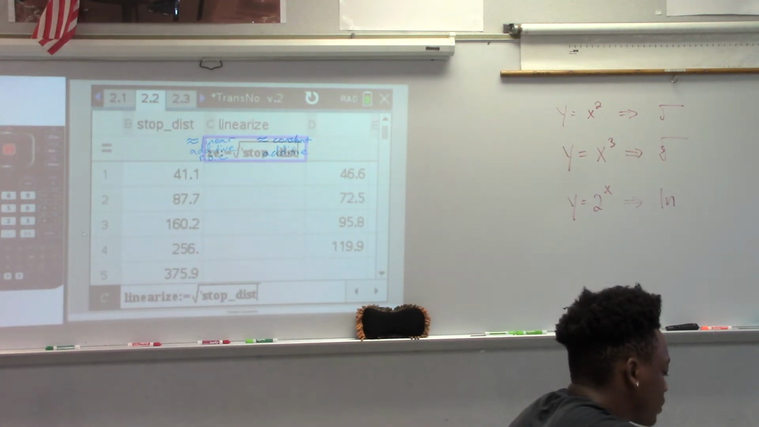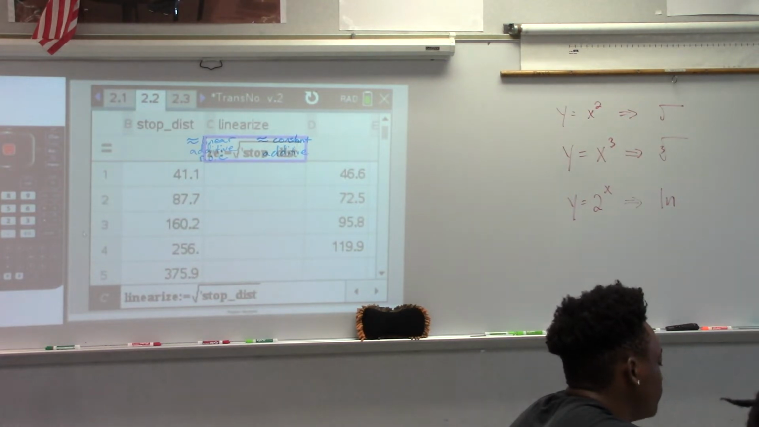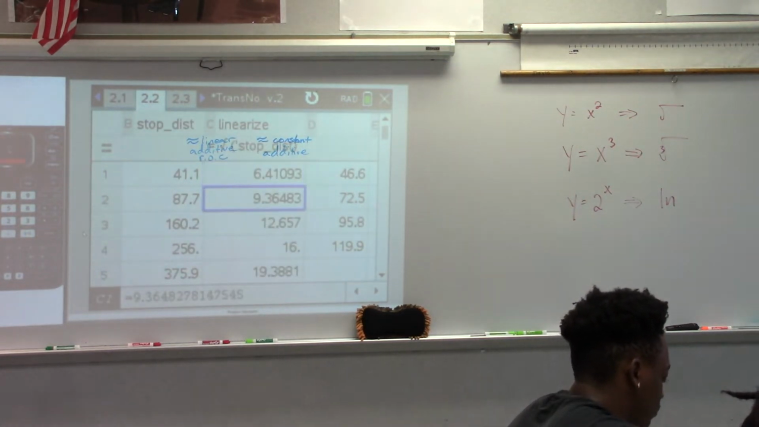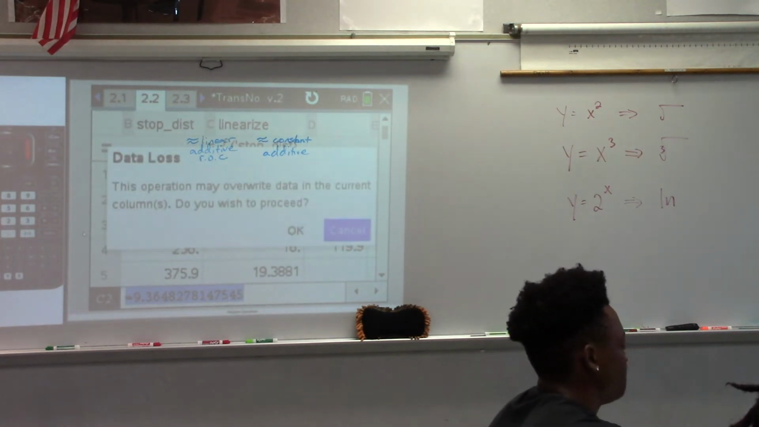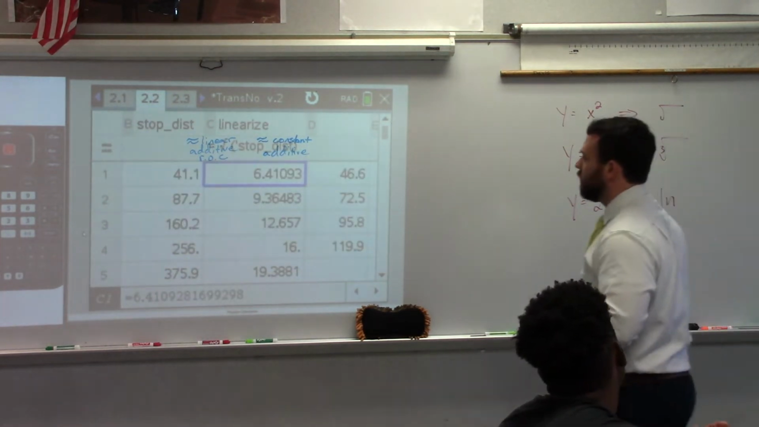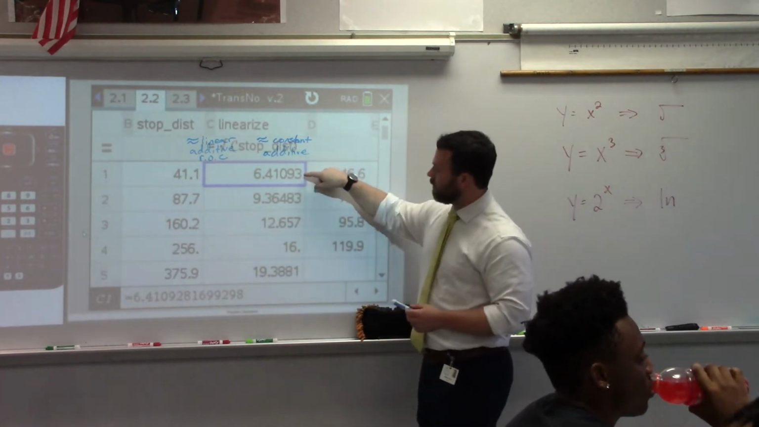Which one's quadratic? The stopping distance. So remember the speed was 20 miles per hour, 30 miles per hour, 40 miles per hour. It's that stopping distance that is quadratic. So let's look at it here.